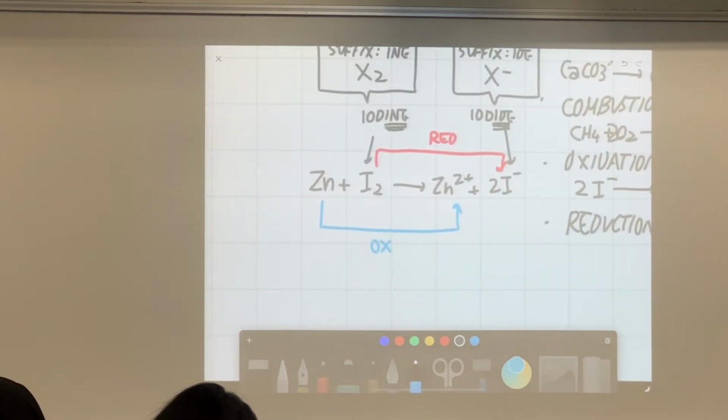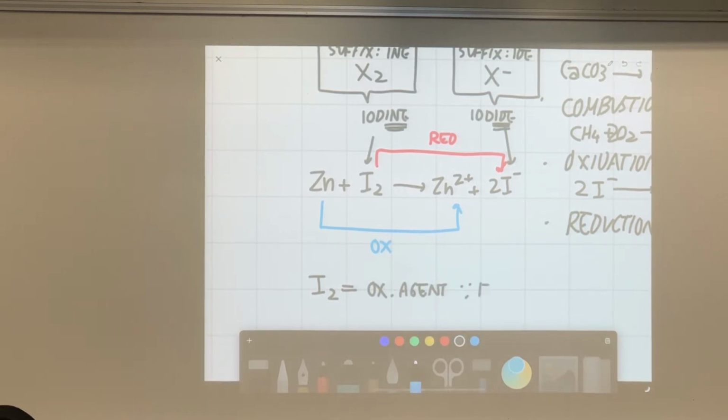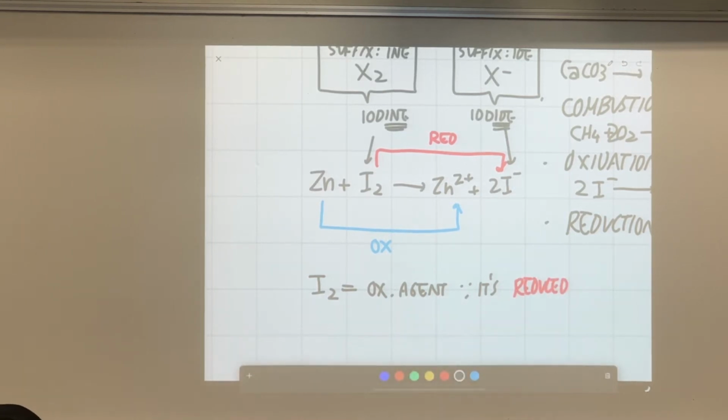So which substance is the oxidizing agent? Iodine. Yes, I2 is the oxidizing agent because it is reduced. The oxidizing agent is the one that is reduced. And then, which substance is the reducing agent? Zinc. Yes, zinc is the reducing agent.